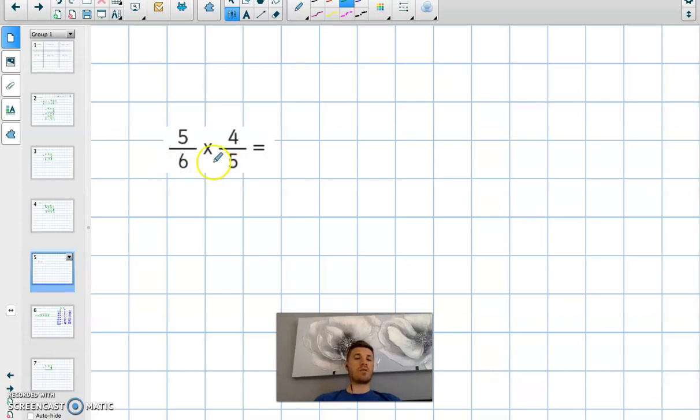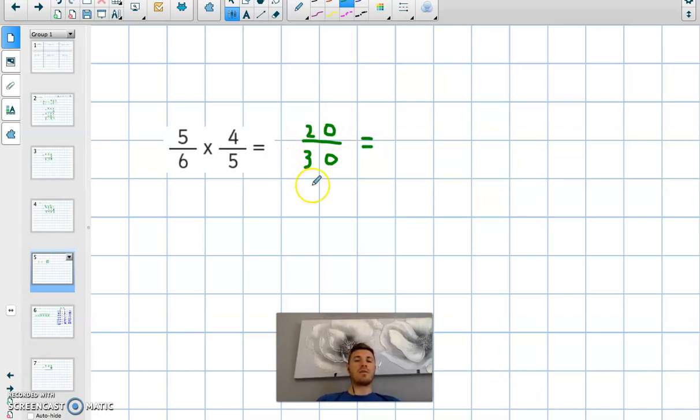Okay, multiplying two fractions together. When you multiply two fractions, you multiply the two numerators first. So 5 multiplied by 4 is 20. And then you multiply the two denominators. So 6 multiplied by 5 is 30. So you're left with 20 over 30. Now, you can actually simplify this fraction. Okay, and the way that you do that is by finding the highest common factor of these two numbers.